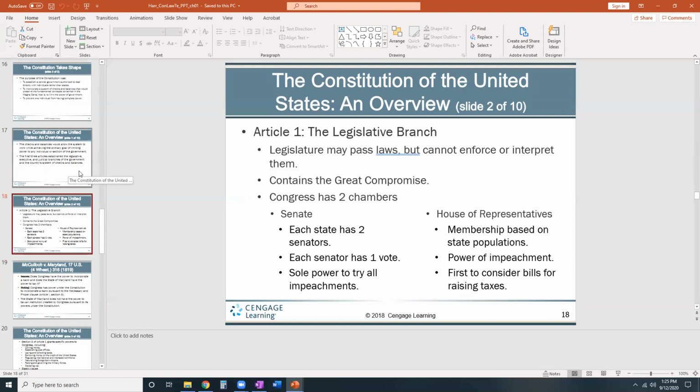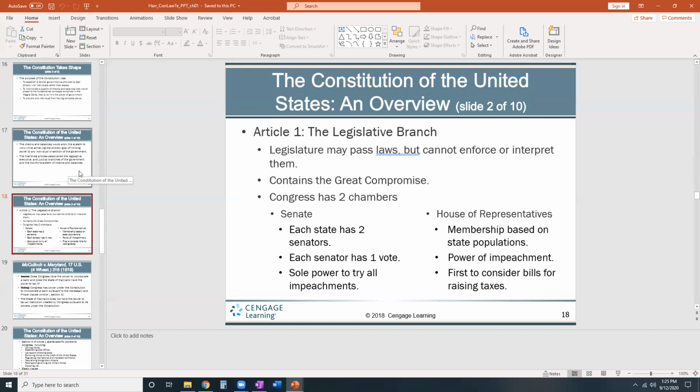Why did they start with the legislative branch? Because they did not want to start with the executive branch. Normally you always start off with your strongest point, and they didn't want people to mistakenly think that the executive branch was the strongest point. So instead, they begin with the legislative branch.